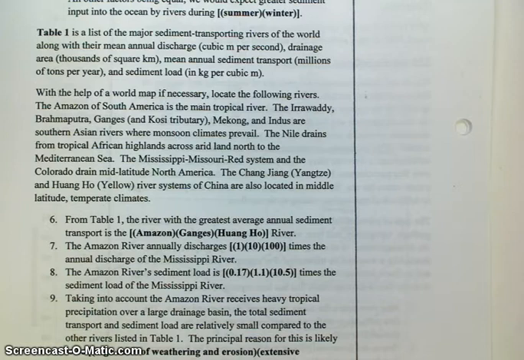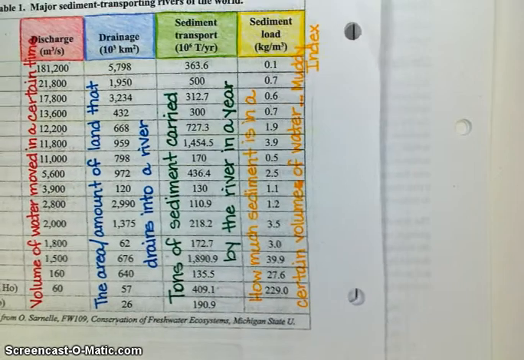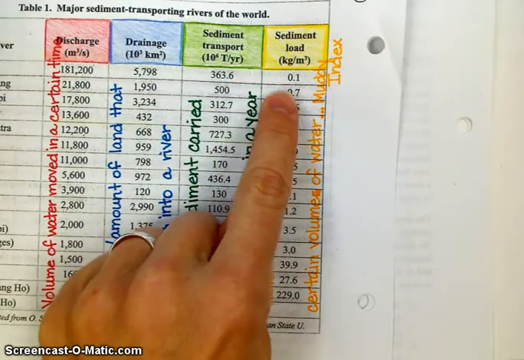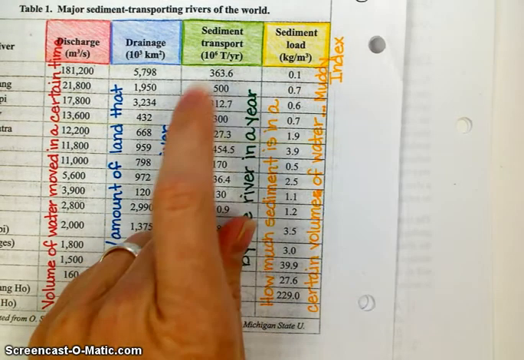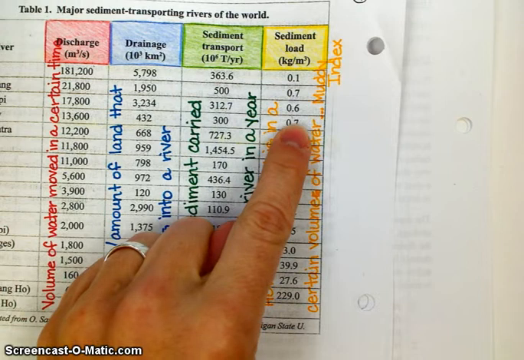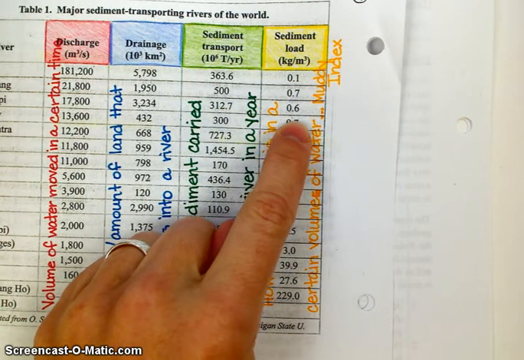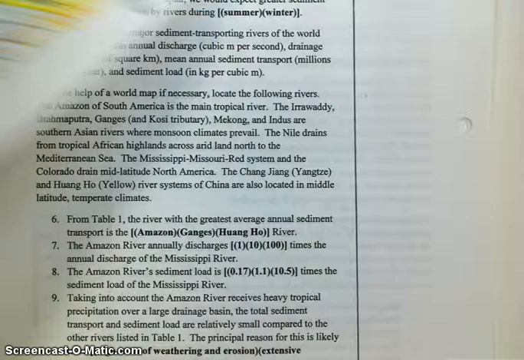Okay, number 8, the Amazon River's sediment load is how many times the sediment load of the Mississippi? Well, again, we've got to go back to the table, and we want to look at the column that says sediment load, which is the last column. Okay, this is kind of our muddiness index, remember? The Amazon sediment load is 0.1. The Mississippi, 0.6. Okay, and I want to know how many times.